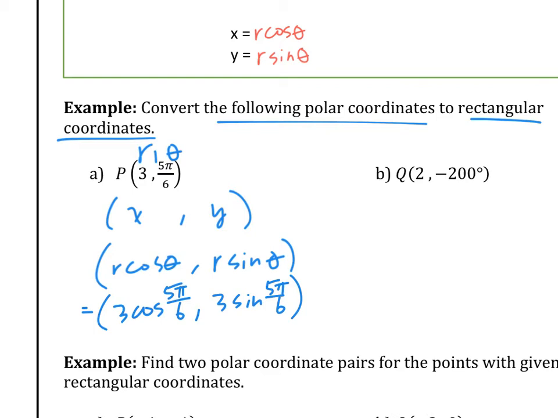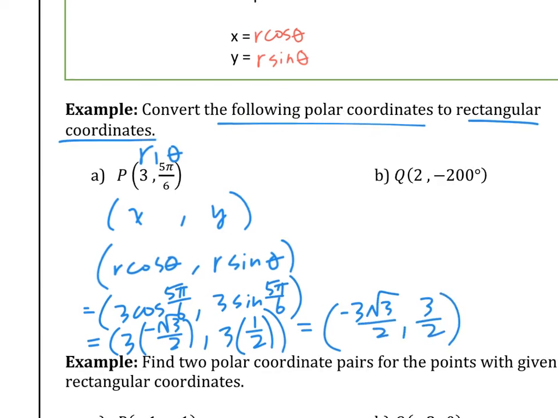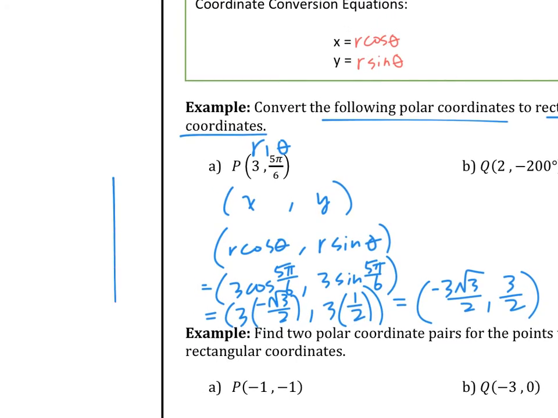Since 5 pi over 6 is on the unit circle, let's just think about what the numbers should be. 3 and then cosine 5 pi over 6. Cosine 5 pi over 6 is what? Negative square root 3 over 2. And then sine 5 pi over 6 is 1 over 2. Yes. So that tells me I should be at negative 3 root 3 over 2 and 3/2. Okay, let's think about it a little bit. 3, 5 pi over 6.